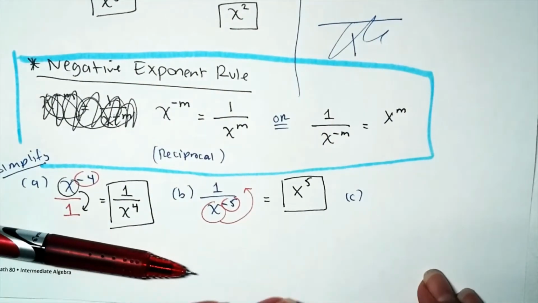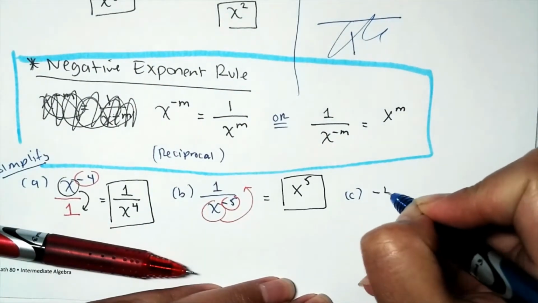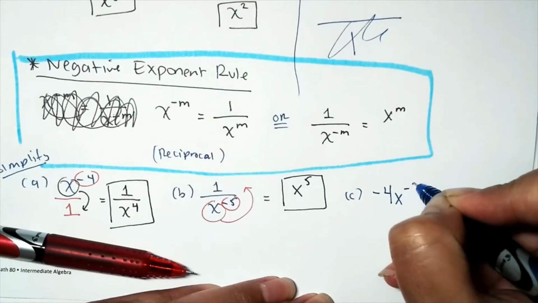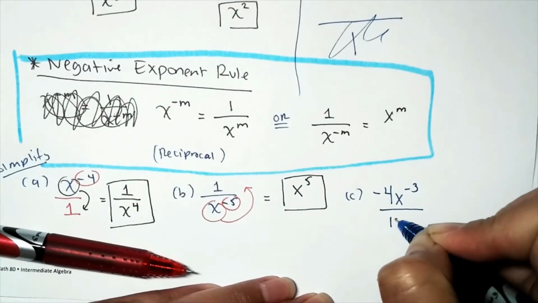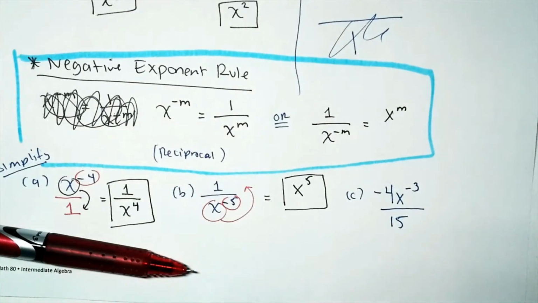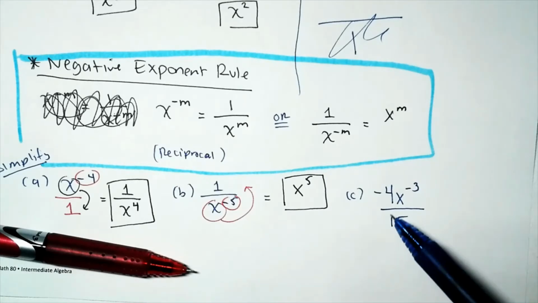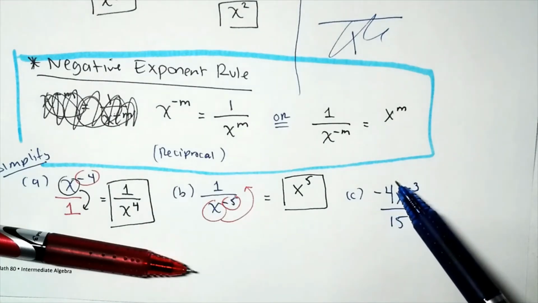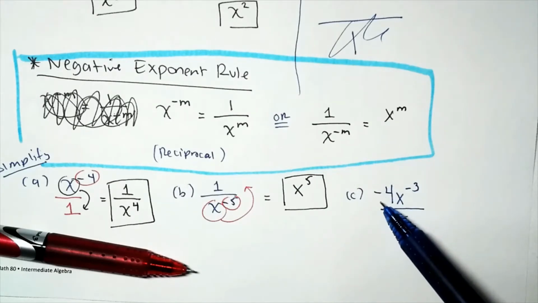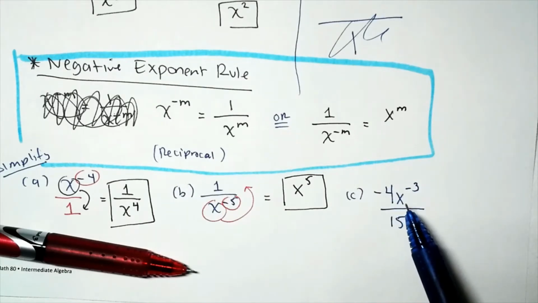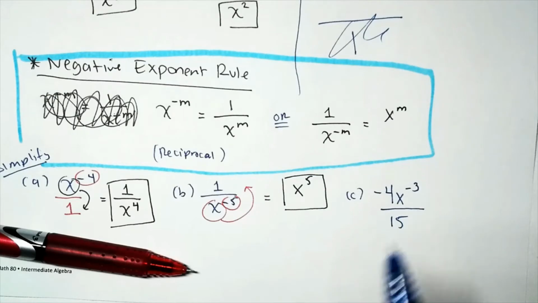All right, problem C. We have negative 4 x to the negative 3rd over 15. Something that I want to point out is this: it's okay if our answers are negative. It's just the exponents that we don't want to be negative. So in this case, I have no issue with negative 4. Why not? Because negative 4 is not being raised to a negative power, so that's not going anywhere. My issue is with this x. I don't want negative exponents.